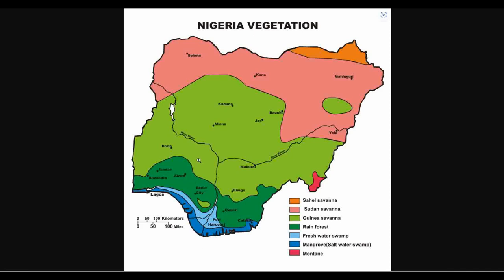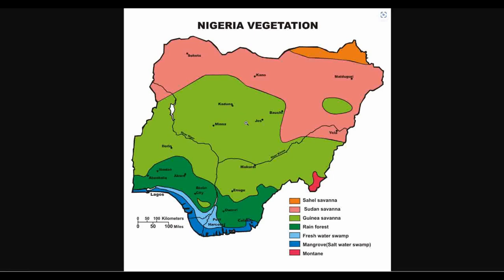Then if you go further up now, you will see that we have the savanna. Now the savanna is divided into two. You have the Guinea savanna and the Sahel savanna. And now the Guinea savanna is further divided into the South Guinea savanna and the North Guinea savanna.